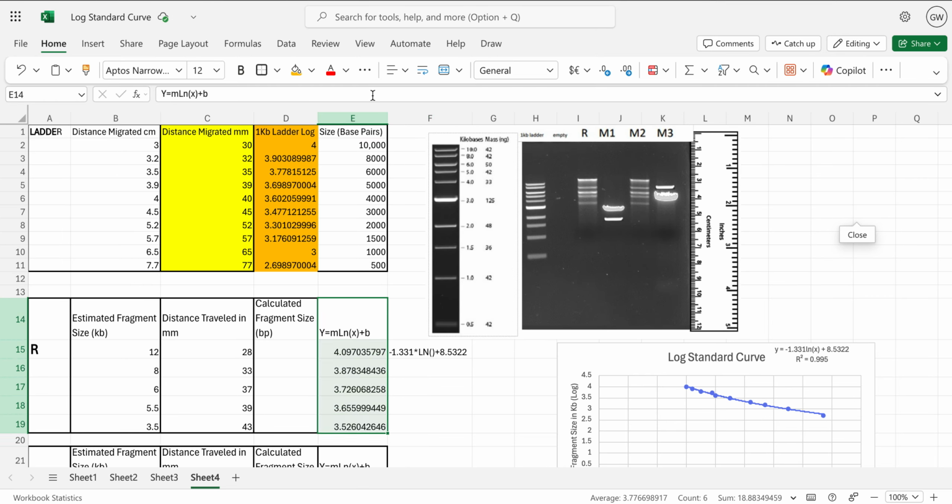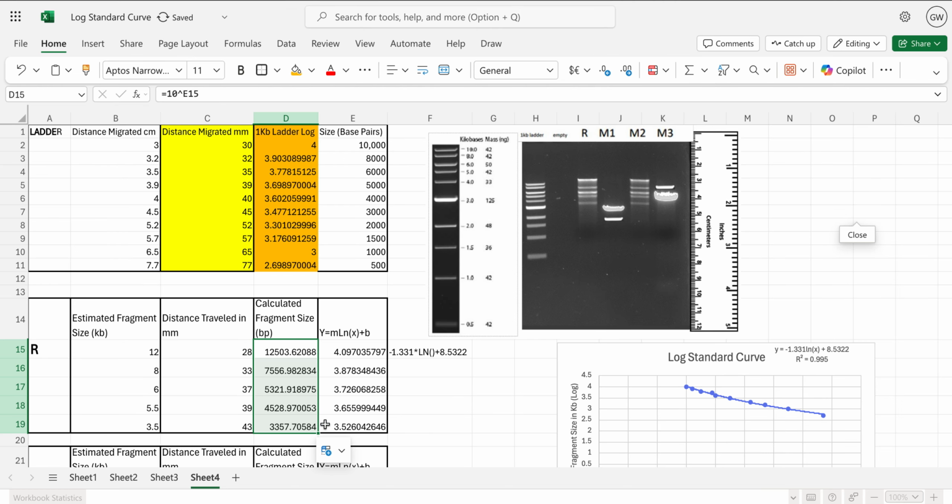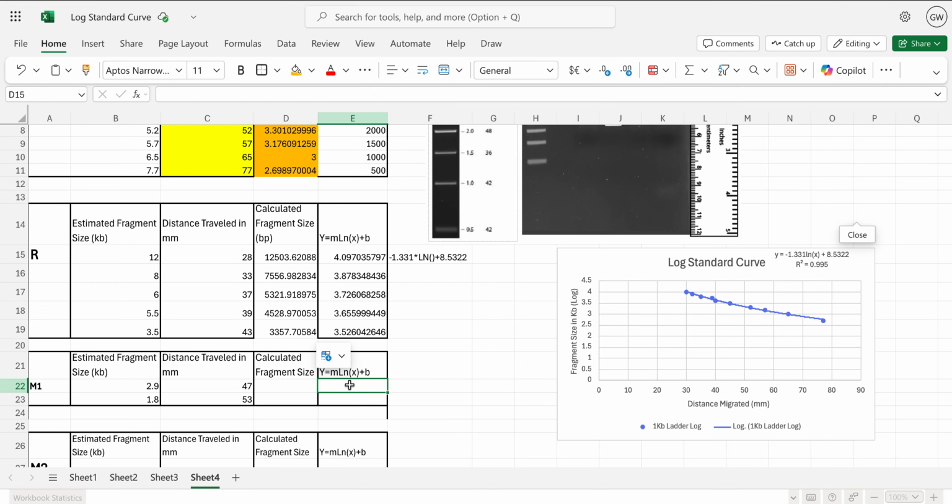However, we need to remember that this value is in kilobases. So we need to get it back to, not kilobases, but we know that this value there has been a log applied to this value up here. And to reverse the log, what we would do is equals 10 to the value there, and it gives us our calculated true value. We can drag that down, and it gives us all of our other values. Time for a big repeat for the rest of them.